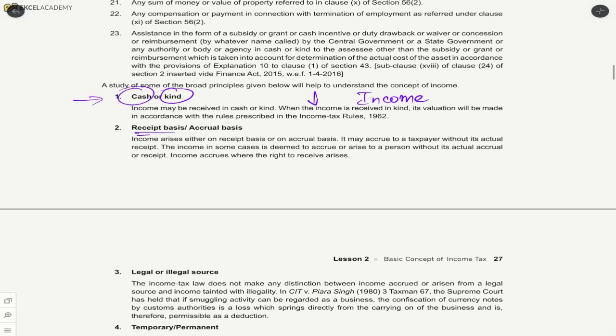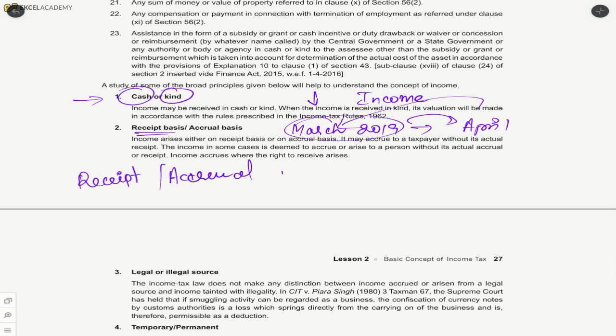Then, receipt basis or accrual basis. Sometimes, let's say the March month's salary, March 2019, the assessee does not receive the salary in the month of March 2019 itself. Does the Act say that this salary, which is received in the next month, let's say April, is taxable in the next year? Definitely not. It would still be taxable in the previous year 18-19 itself, because according to the Income Tax Act, whenever it arises, either receipt or accrual, whichever comes first will be considered and taxed accordingly.